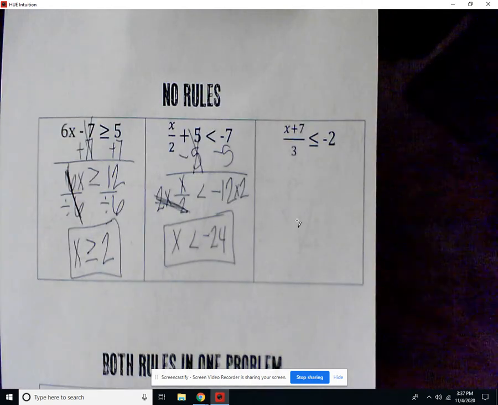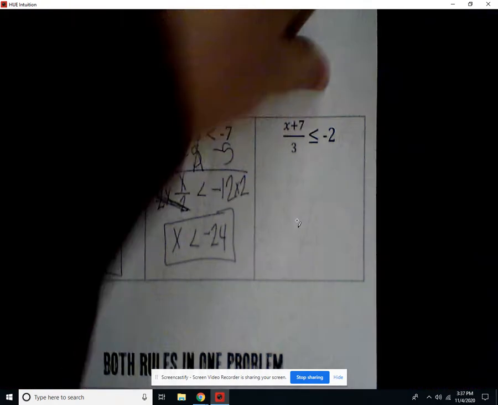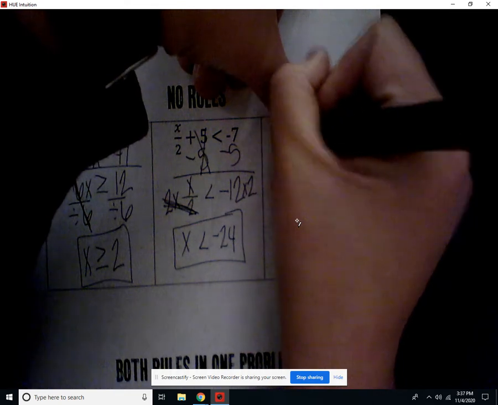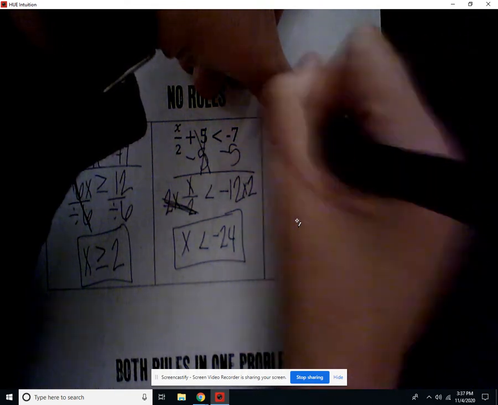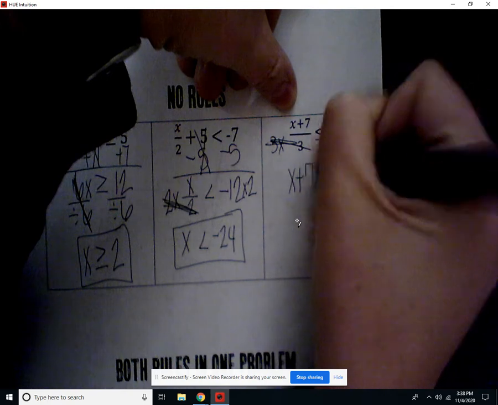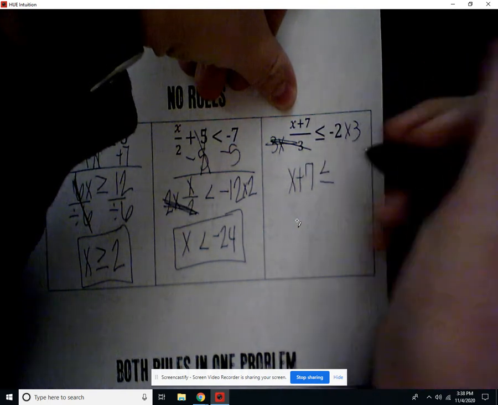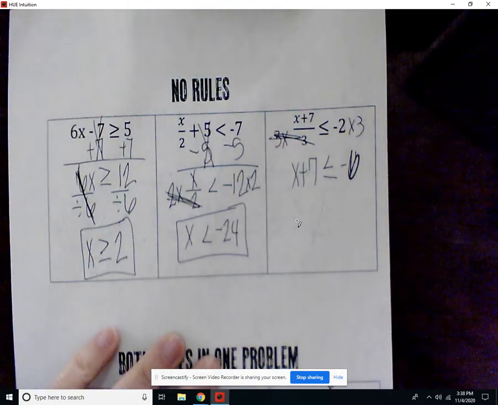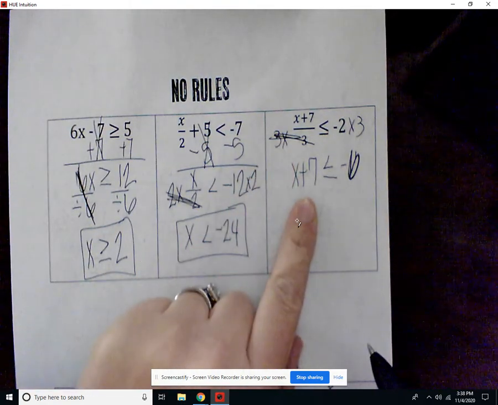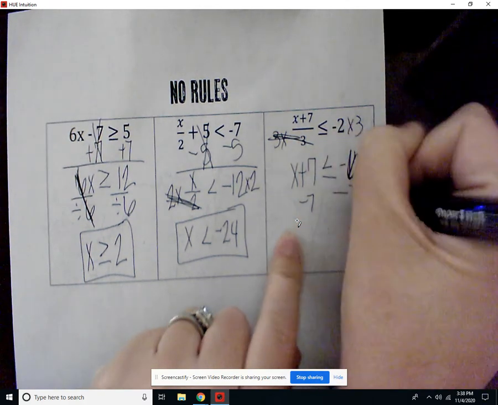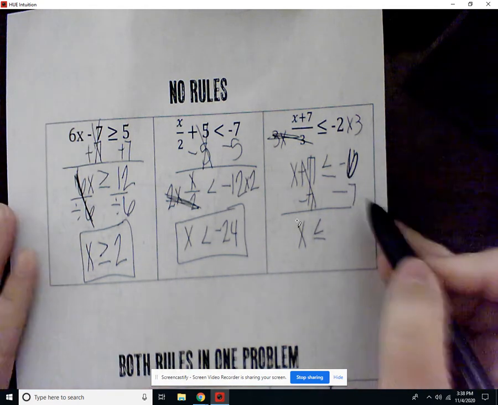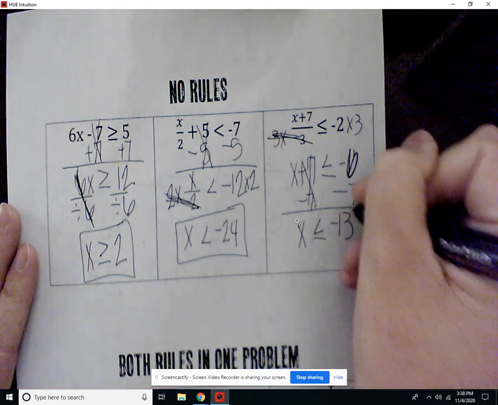Okay, so our last one on this side, x plus 7 over 3 is less than or equal to negative 2. So again, cover up that fraction. We're going to get rid of our fraction and multiply both sides by 3. We have x plus 7, our arrow. Negative 2 times 3 is negative 6. Then the opposite of addition is going to be subtraction. Those cancel. We get x. Bring down our arrow. Negative 6 minus 7 makes negative 13.